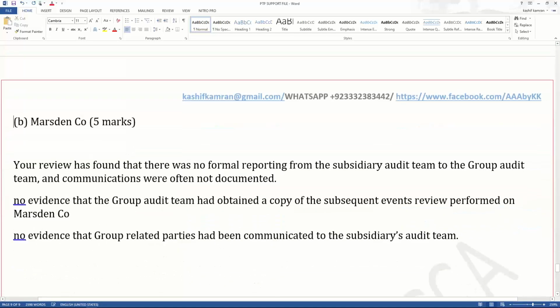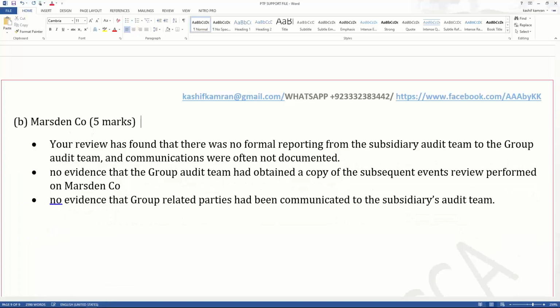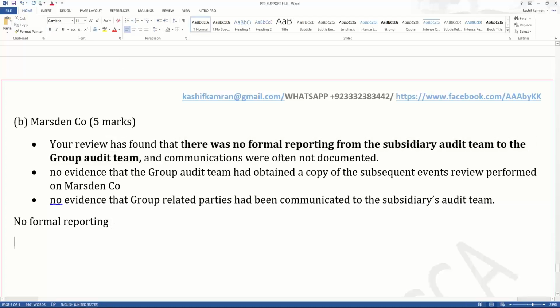You found the issue, that's the first target. After you found the issues, your next target is to convert the issues into a proper answer. So first read, then plan, and then write. Read, plan, write. You read, we planned, now we're writing. Your review has found there was no formal reporting from the subsidiary team to the group team. So no formal reporting becomes the first heading. Under no formal reporting, you raise the issue. Your review found, number 1, there was no formal reporting from the subsidiary team to the group team. And you write under.